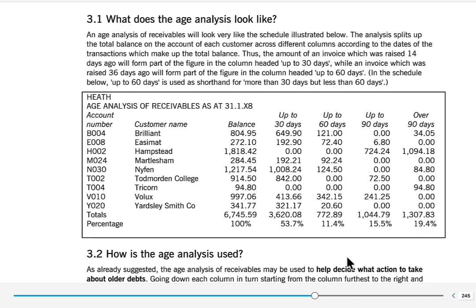Exam recommendations for lesson 3.1. Recommendation 1. In written questions, explain the shorthand clearly. Use phrases like, up to 60 days means more than 30 days, but not more than 60 days. Recommendation 2. Always mention the as-at date. A strong exam answer always anchors the logic to the report date.